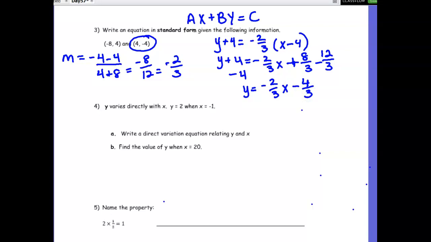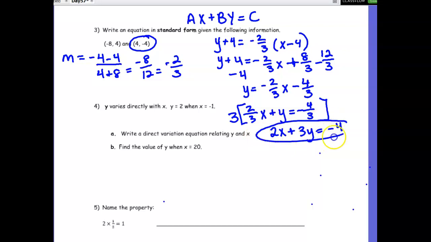Then you want to put it into standard form. In standard form, you've got to bring the 2/3 x to the other side. So you get 2/3 x plus y is negative 4/3. And then in standard form, you've got to get rid of all your fractions. You can do that by multiplying both sides by 3. So you end up with 2x plus 3y is equal to negative 4. So I did that one for you. Hopefully you understand it, because there will be one like that on the assessment.